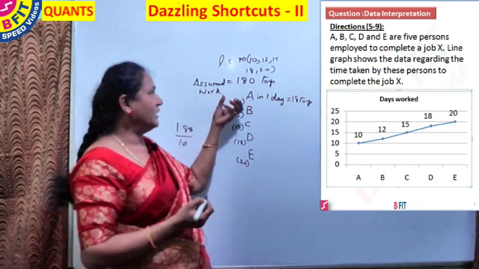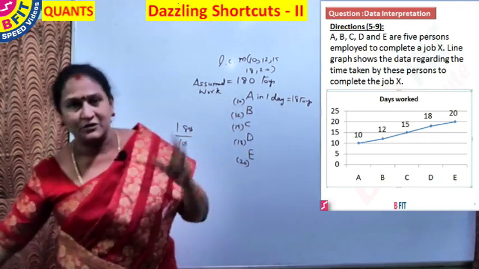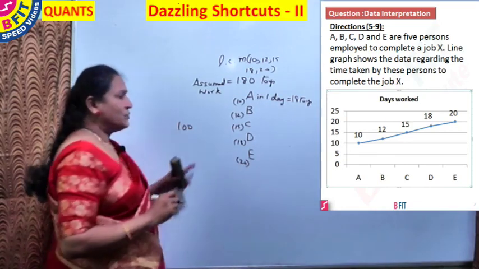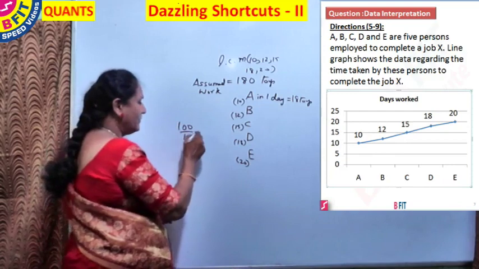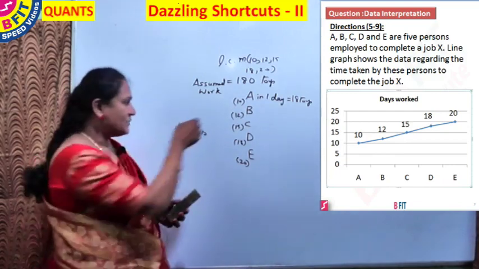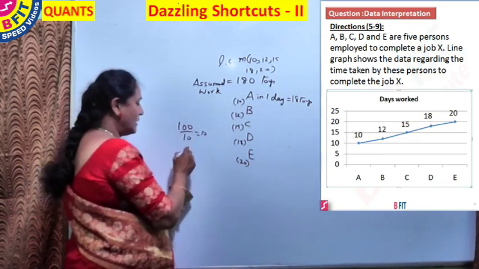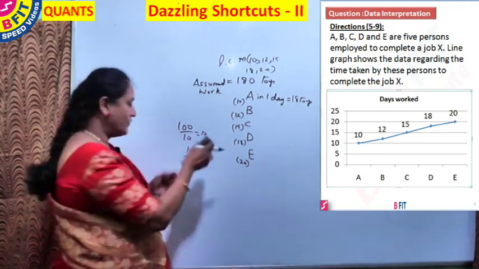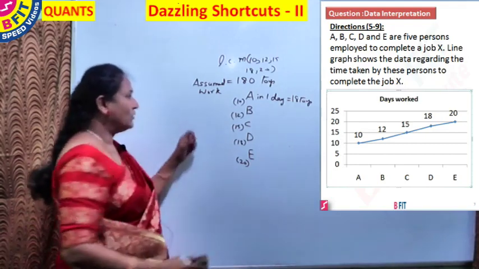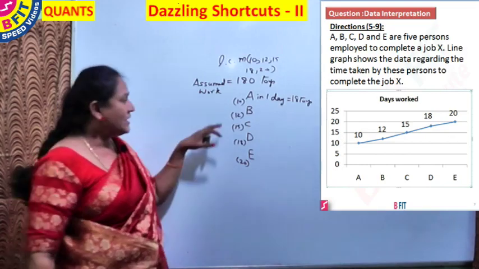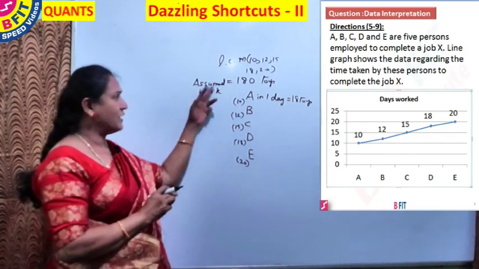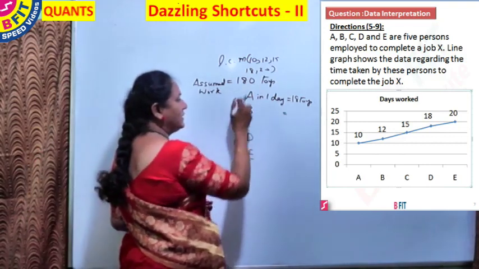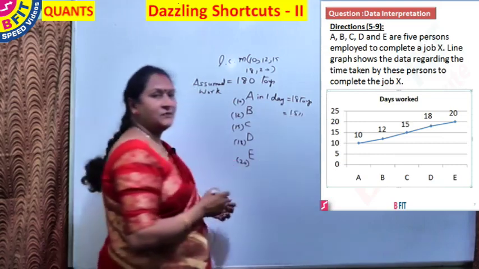So this is assumed work; you can assume any value as assumed work. Suppose I take 100 for our convenience. So in one day, 100 by 10, we get 10 toys made by A. For B, 100 toys by 12 will be a decimal. So to get all the values as integers, I am taking the LCM of the time taken as assumed work. So now, per day, 180 by 12, B can make 15 toys.